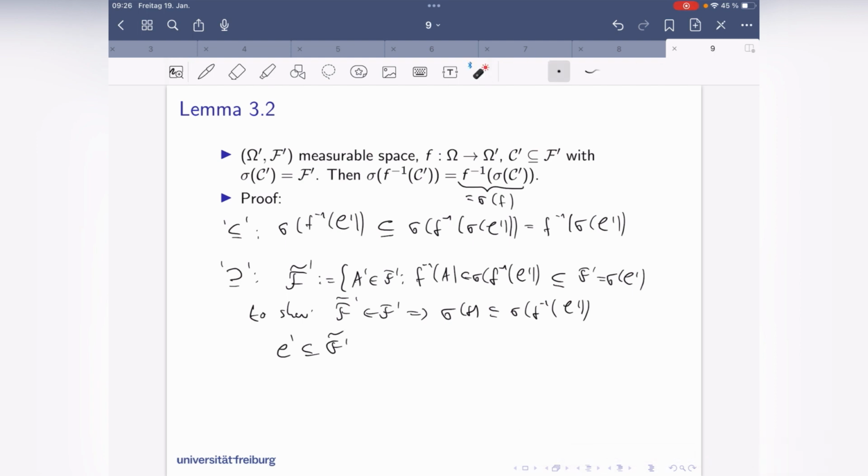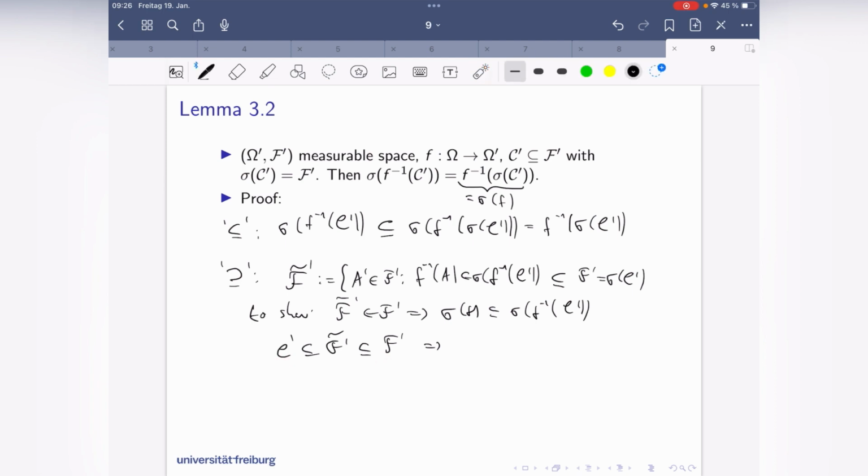Well, every set A' in C' has the property that f^{-1}(A') is in f^{-1}(C'), so it's also in sigma of f^{-1}(C'). So that's clear. And F' is also a subset of F'. And for this reason, the sigma algebra generated from this here is a subset of the sigma algebra of this here, a subset of the sigma algebra of this here. But the sigma algebra generated by C' equals F'.